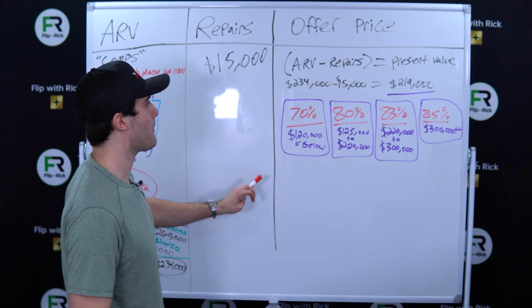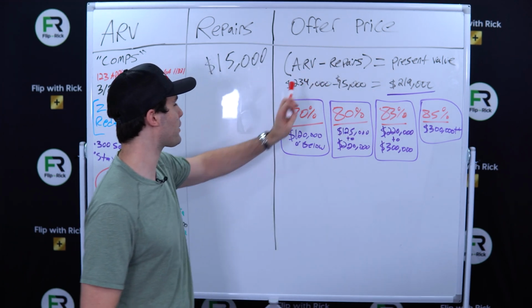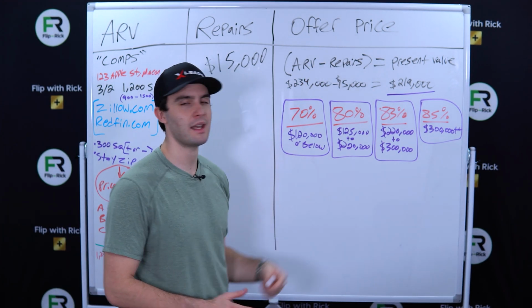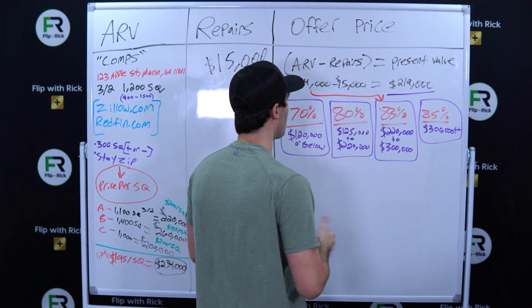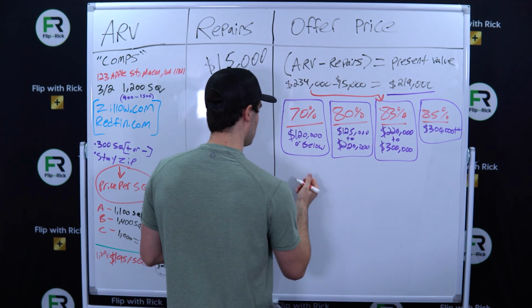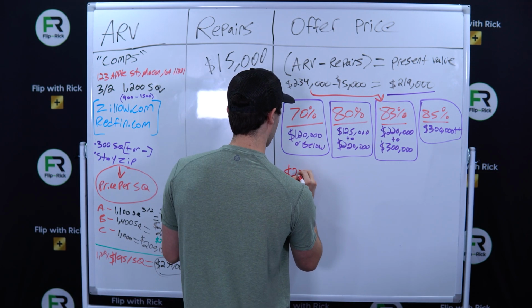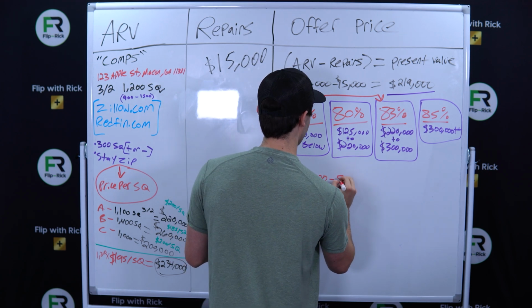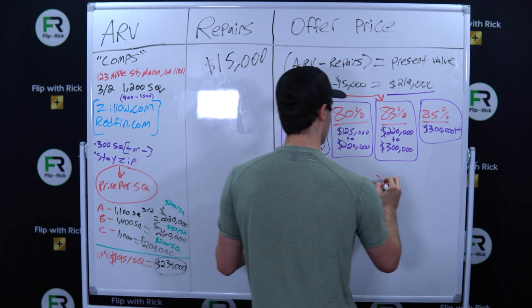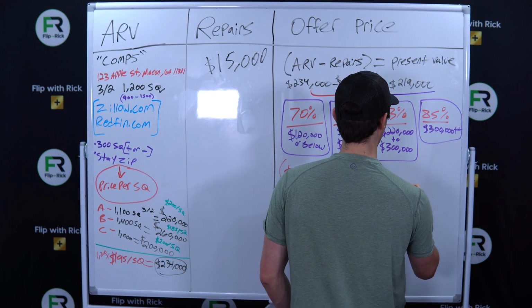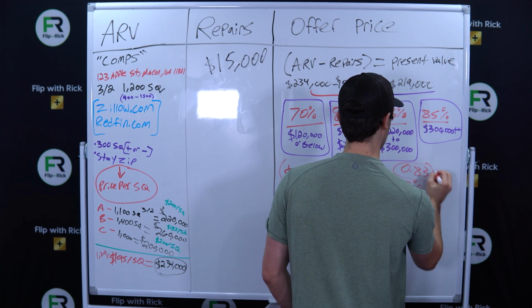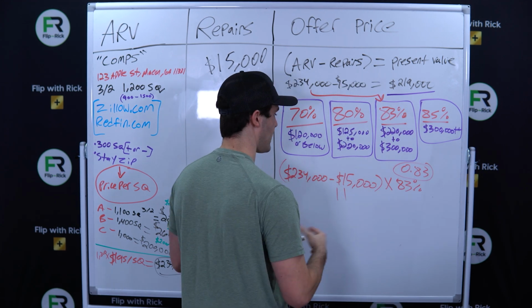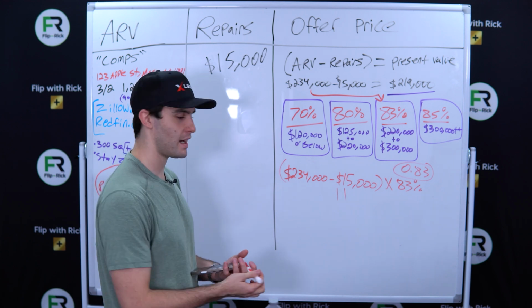Which one of these matches a 234 ARV? Ding, ding, ding, 83%. So that is roughly what we are going to do here. We are going to multiply ARV, which is $234,000 minus $15,000 in repair, by 83%, or 0.83 on our calculators. And this is going to come up to an MAO of 181,000.